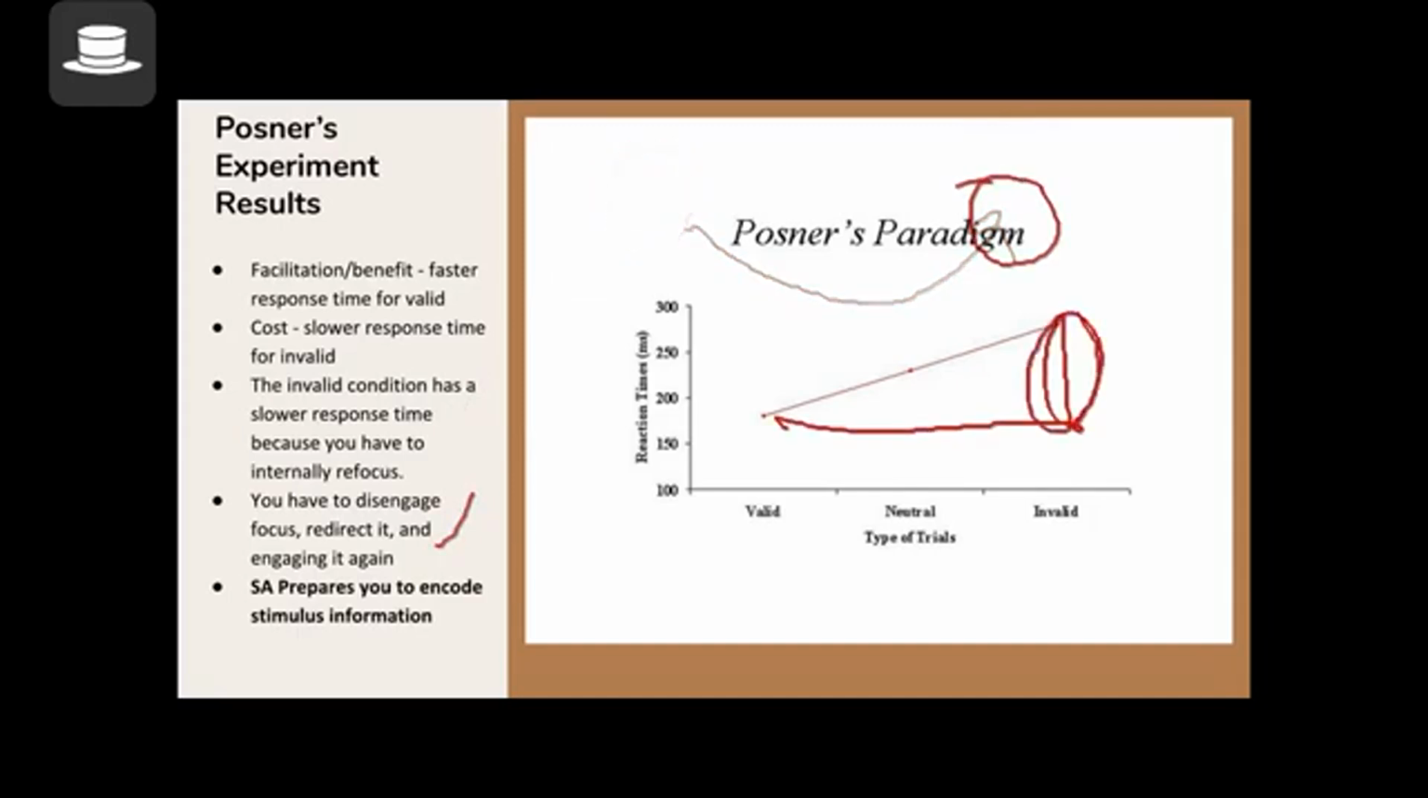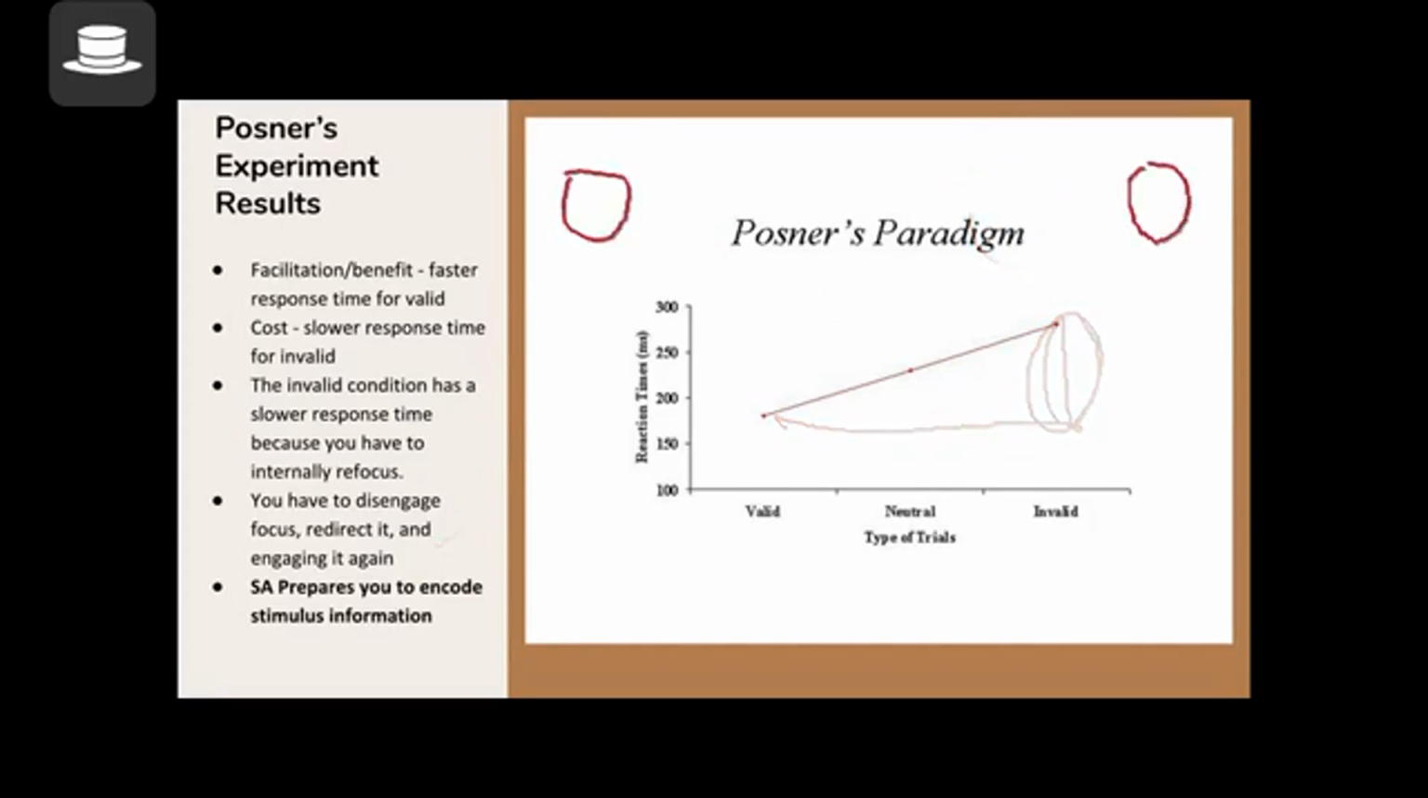So the idea you want to keep in mind about spotlight attention is your mental anticipation. It's like spotlight attention is kind of preparing you to encode stimulus in that particular point. Again, it's not visual in the sense that you are not looking at it, but you're expecting something there.